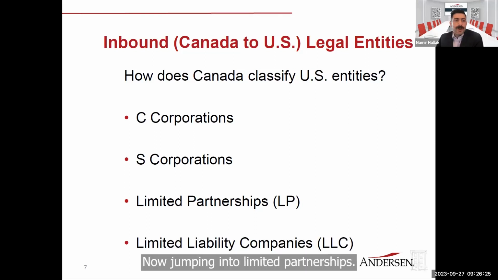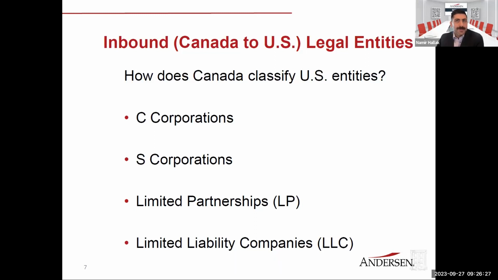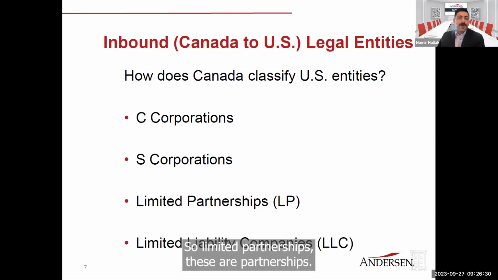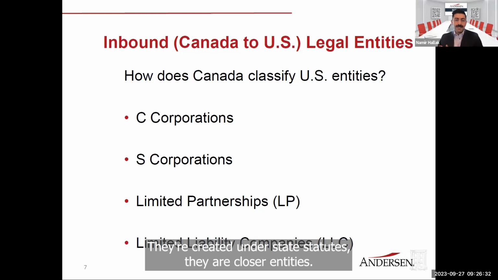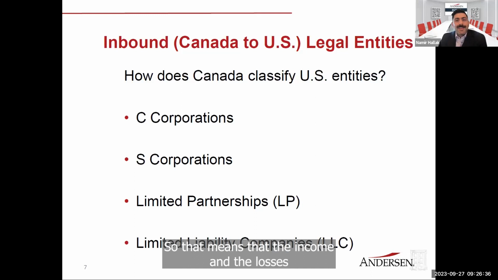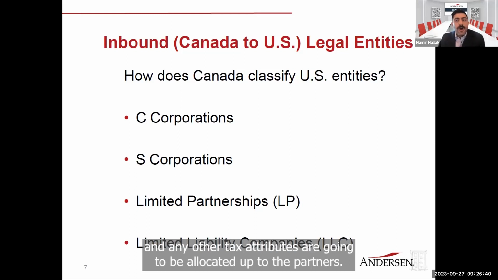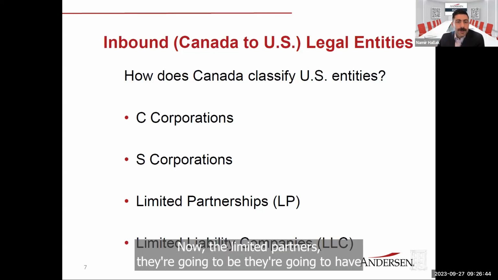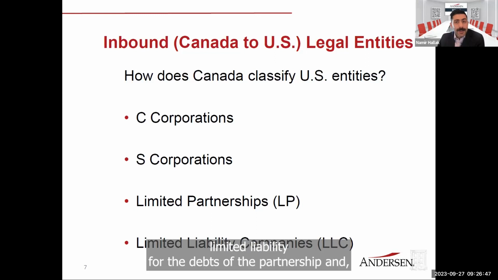Now, jumping into limited partnerships. Limited partnerships are partnerships created under state statutes. They are flow-through entities, which means the income, the losses and any other tax attributes are allocated up to the partners. The limited partners are going to have limited liability for the debts of the partnership.